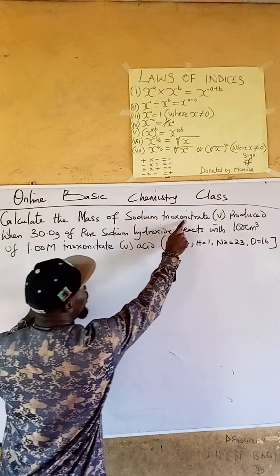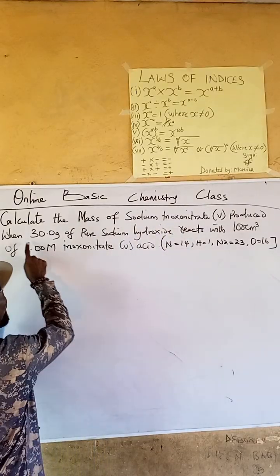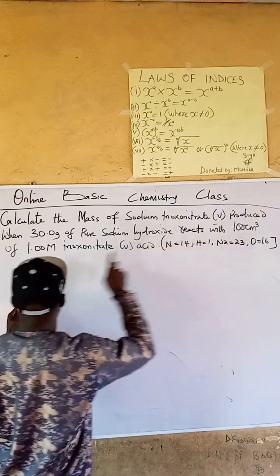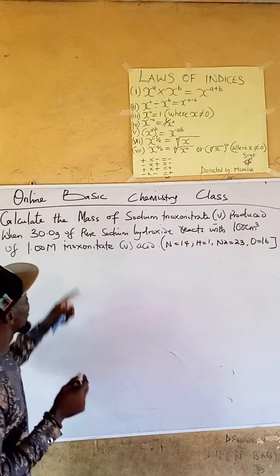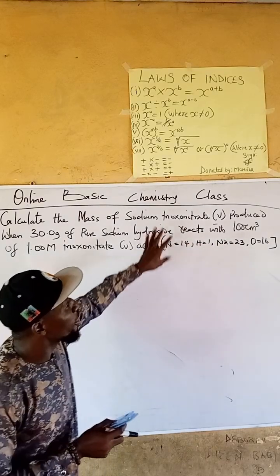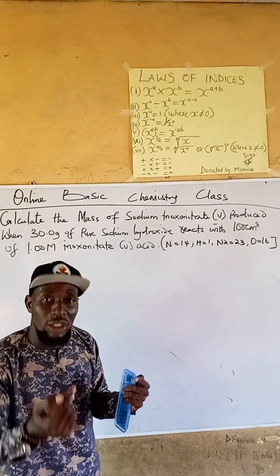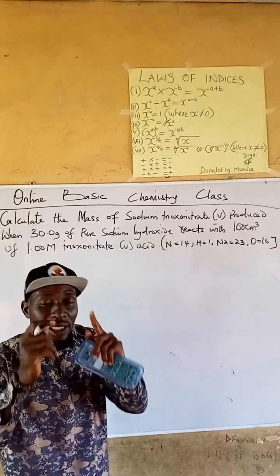Calculate the mass of sodium nitrate when 30 grams of pure sodium hydroxide reacts with 100 cm cubed of 1 molar HNO3. All these are participants in the reaction, so which one do you relate to what? That is why it can throw you off balance. And this is how to do it.